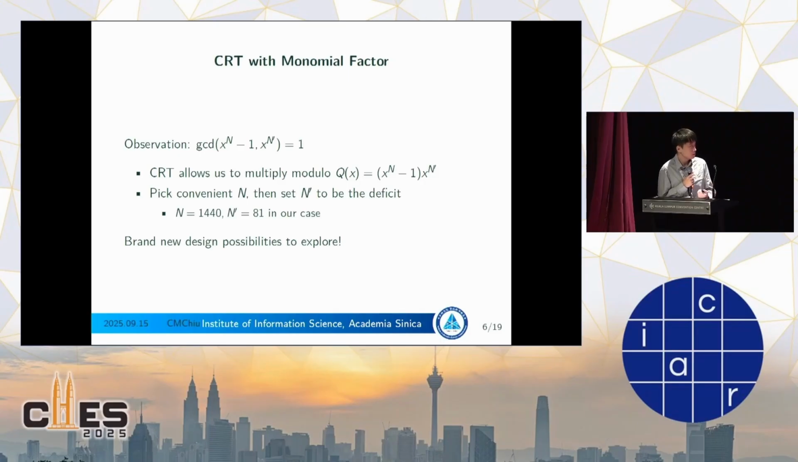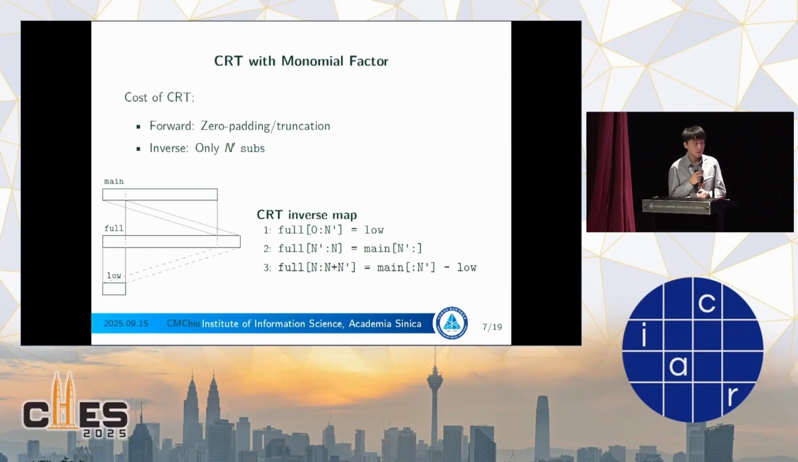So this allows us to pick n to be any convenient value and set n' to be the remaining deficit. So in our case, we can pick n equals the highlighted 1440 and n' to be the remaining 81. As we can see, this is quite a versatile technique, and we believe that this can open up a lot of brand new designs even in other application settings.